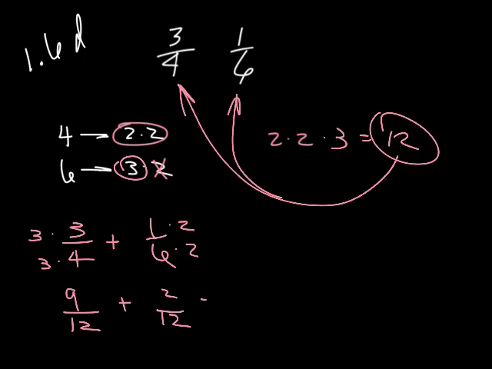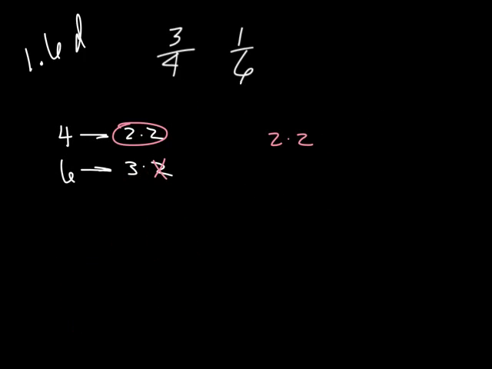Plus sign there. 9 plus 2 is 11. Denominators never change in addition and subtraction. And we end up with 11/12. Now, if we're looking at example number 16, 16 says 7/15 minus 3 over 10.